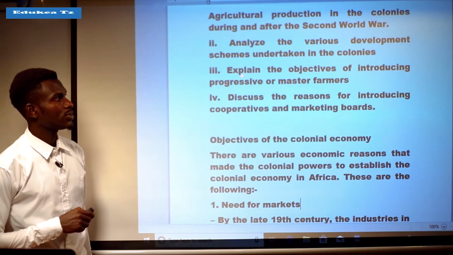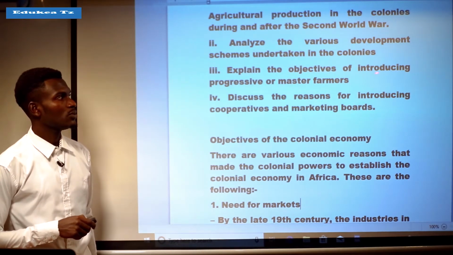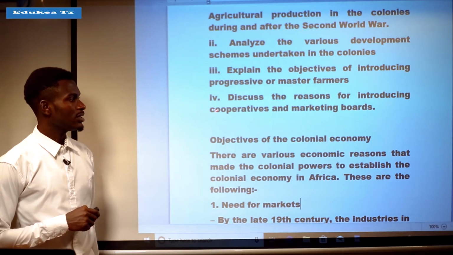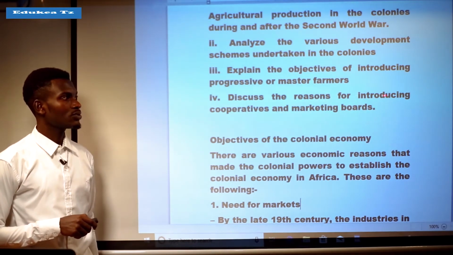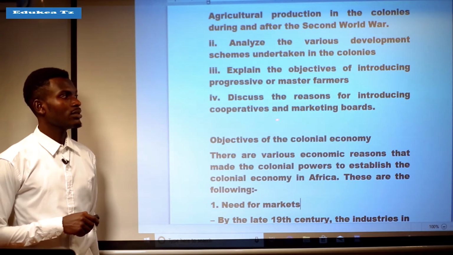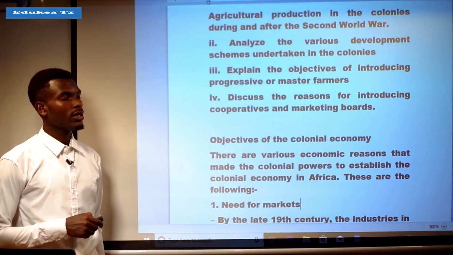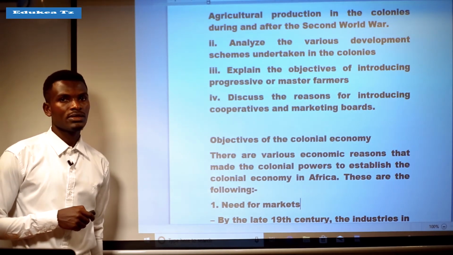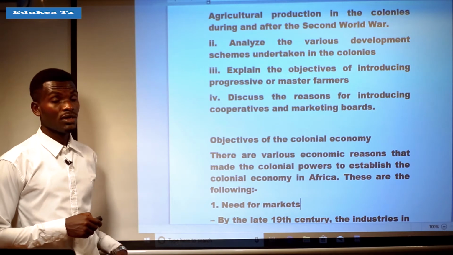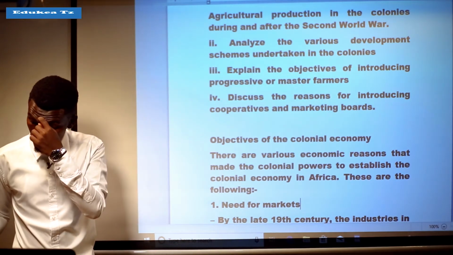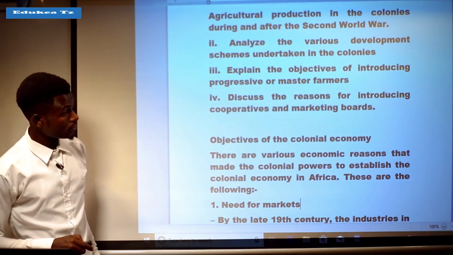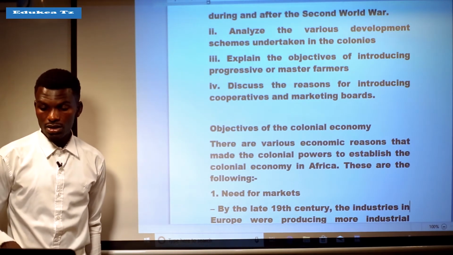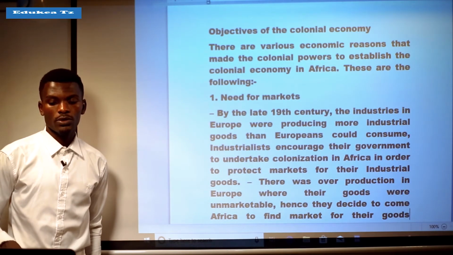The third one was to explain the objectives of introducing progressive or master farmers. And the last one was to discuss the reasons for introducing cooperatives and the marketing boards. These were the specific objectives which the colonialists intended to meet after the introduction of the colonial economy. Let us see the objectives of the colonial economy. What were the objectives of the colonial economy?